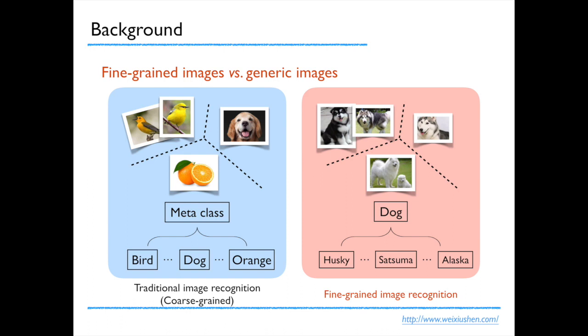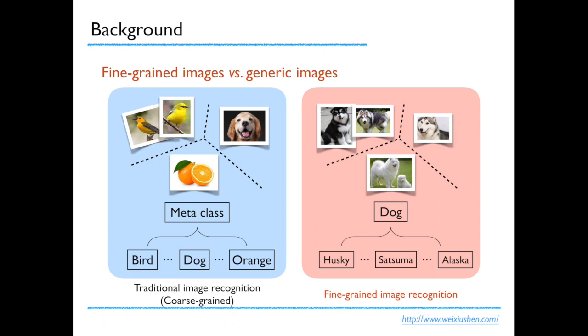We would like to take the fine-grained recognition task versus the generic image recognition task as an example. In traditional image recognition, the categories which we deal with are coarse-grained, like dogs, birds, oranges, etc. The visual appearances of these categories are apparently dissimilar. Compared with this, fine-grained categories are the subordinate categories of these coarse-grained classes.